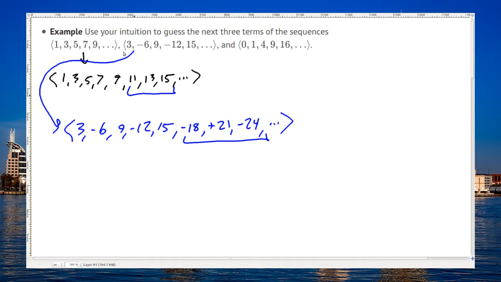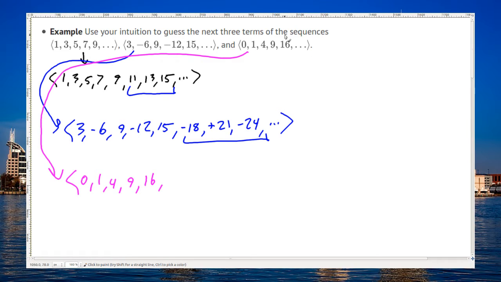Let's do the last one. 0, 1, 4, 9, 16. And again, there are many sequences that start with the same numbers, but the one that makes sense, the one that we were probably talking about here, if we just recognize what these numbers are, 0, 1, 4, 9, 16, they're all square numbers, right? So this is 0 squared, 1 squared, 2 squared, 3 squared, 4 squared. So 5 squared is 25.